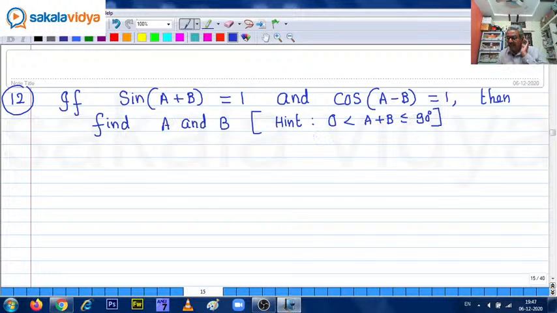Sin of a plus b is equal to 1 and cos of a minus b is equal to 1 given, and you are asked to find out a and b. So I already told you these types of questions are very, very important from the exam point of view.